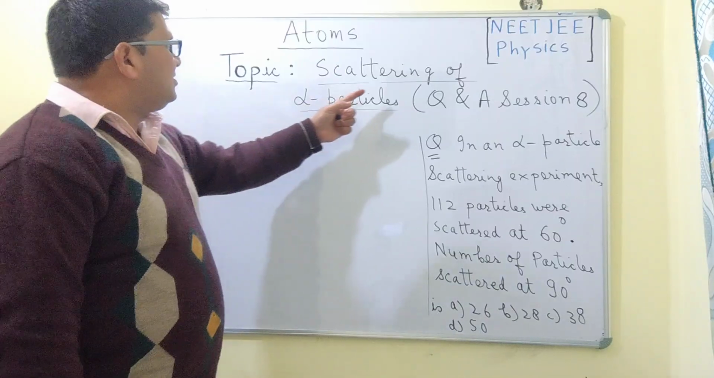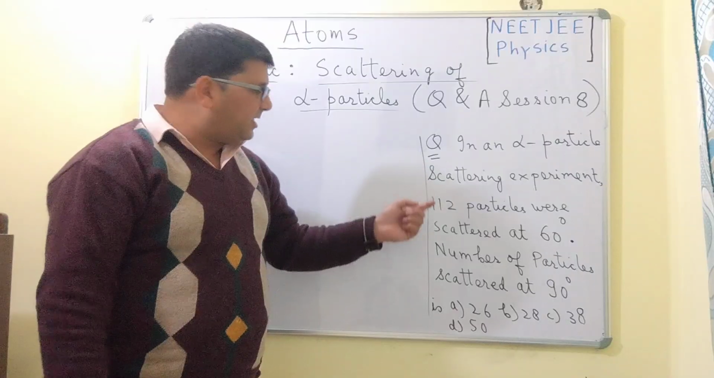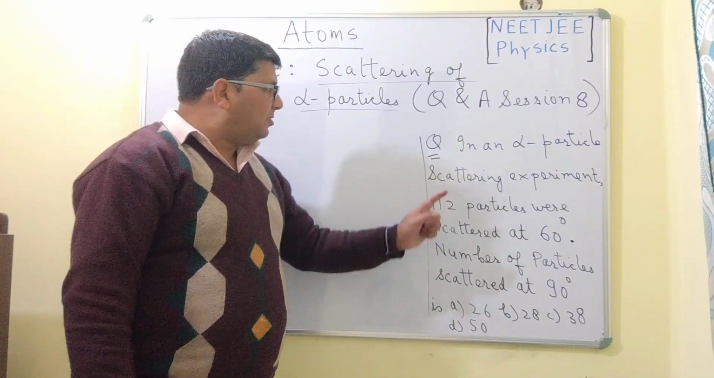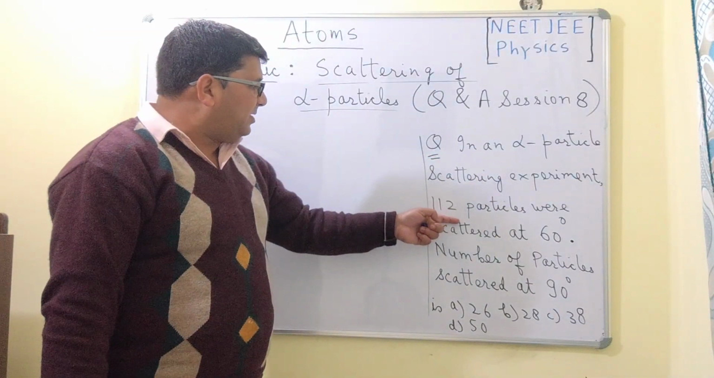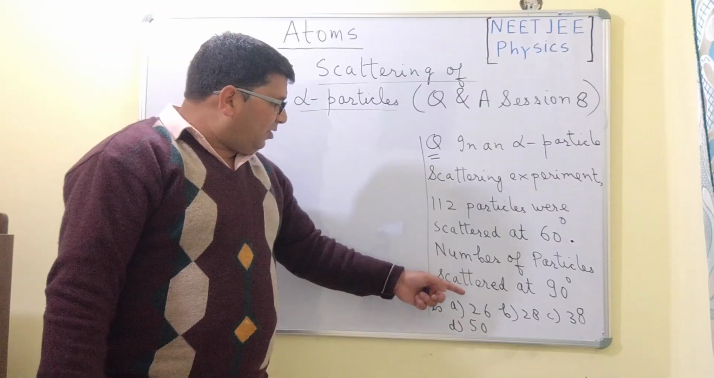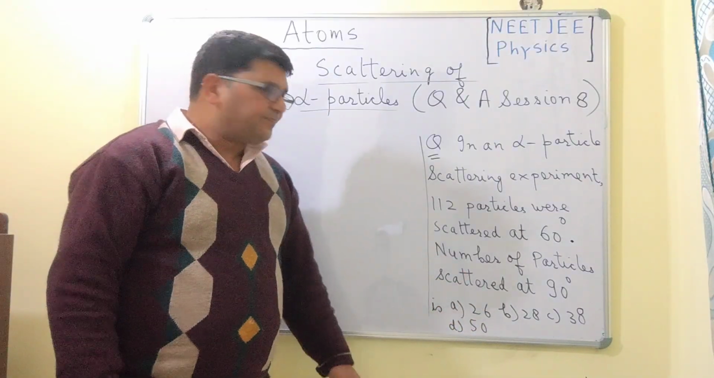The topic is the scattering of alpha particles, and based on this topic I have framed one question for this session, which is written here on this board. The question is: in an alpha particle scattering experiment, 112 particles were scattered at 60 degrees. The number of particles scattered at 90 degrees is, so we have 4 options there and we have to find the correct option.